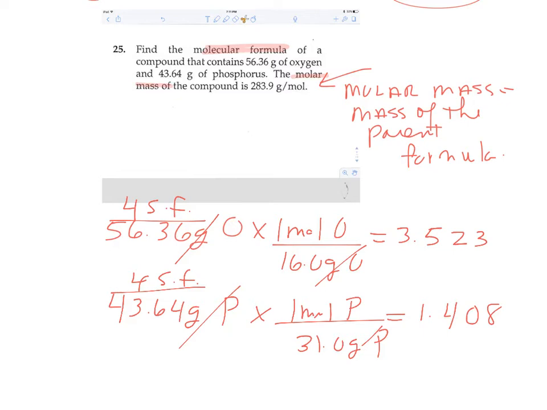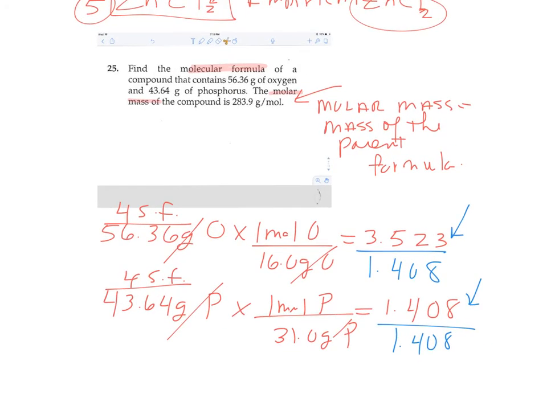Again, we're finding an empirical first, so the most important thing here, since everything's in moles, is to divide by the smallest amount of moles to see what the whole number ratio is between these two numbers. So in other words, 3.523 and 1.408 are really related a whole number of times to one another, but we can't see that yet until we divide by the smallest. And of course, 1.408 divided by itself gives us a ratio of 1. And 3.523 divided by 1.408 gives us 2.5.